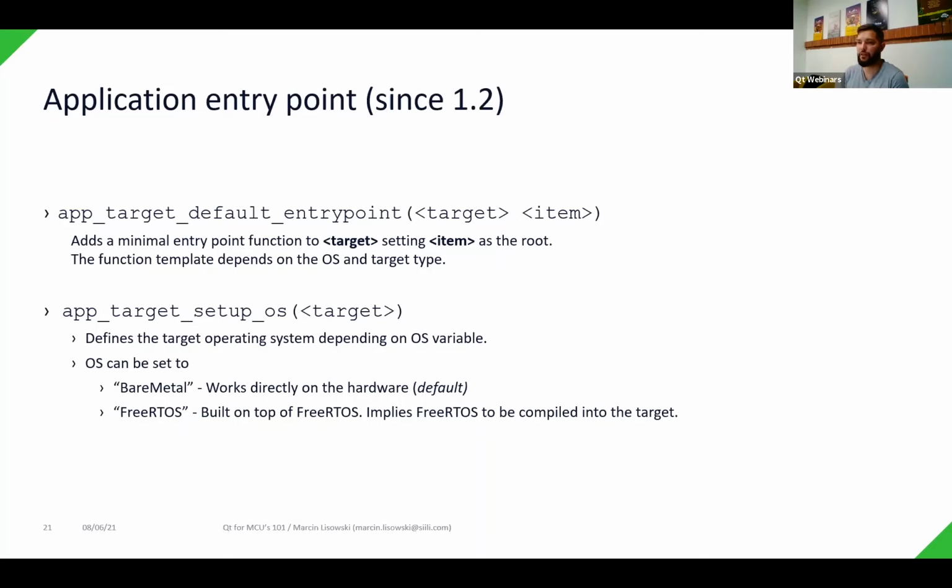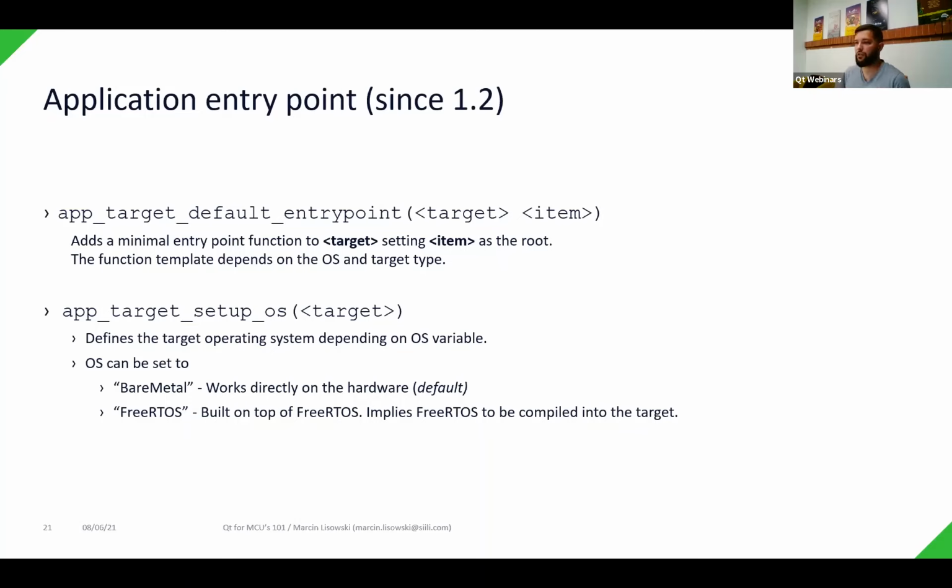And of course, this function template depends on the OS and the target type. So this directly goes to the other macro that is the second one on this slide. It will behave differently and will take a different default entry point if you are going to use, for example, an operating system. As the operating system itself needs some initialization as well, those default entry points will differ a bit. But still, Qt will be initialized almost the same.